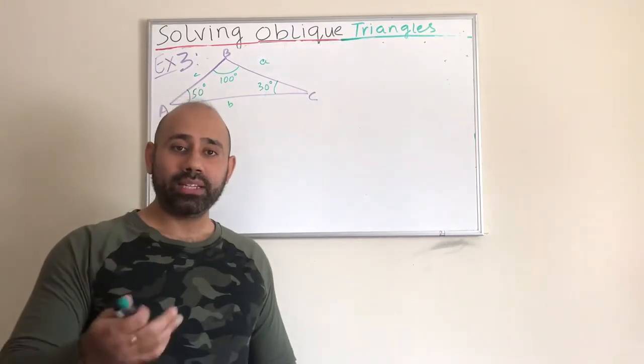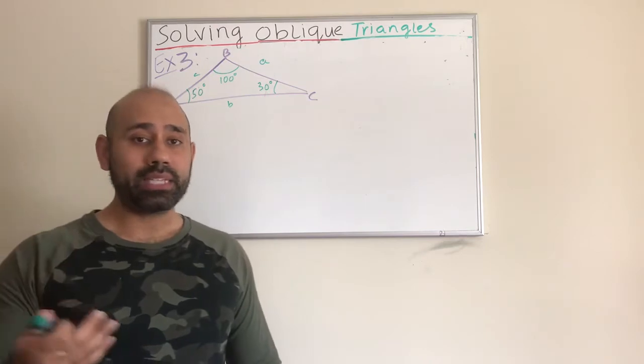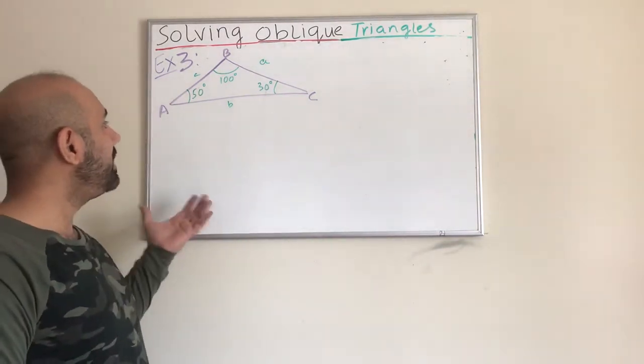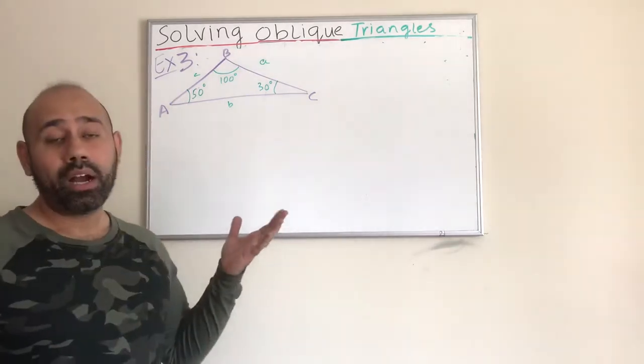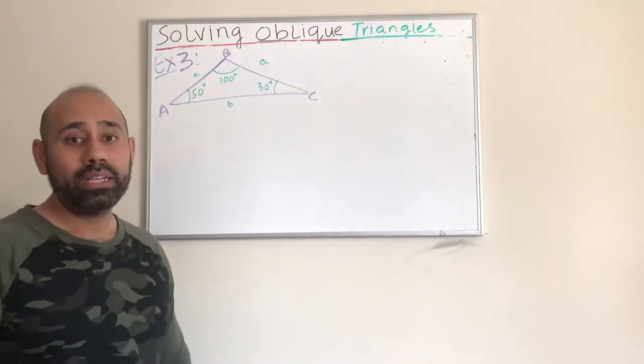Welcome back. Let us look at another example where we have to solve for the triangle, whether it's the missing sides or missing angles. In this example, we have a triangle ABC, and the three angles of the triangle are provided to us, but we don't know any of the sides. So our goal is to find the sides here.